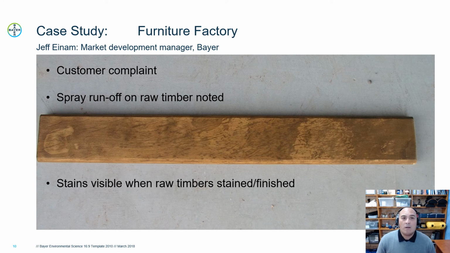Now the liquid dried with little or no evidence of runoff occurring, and the factory continued its production. But when the raw items were finished and color stained, those marks were visible. The runoff, the spray marks on that raw timber, once it was stained, were visible. An investigation showed that the runoff had changed the timber and how it was stained and finished, and as a result, a substantial claim was made against the pest manager.